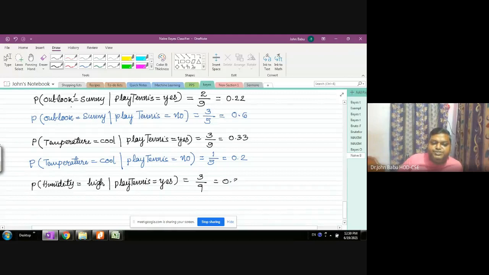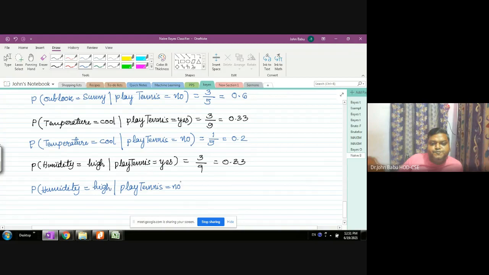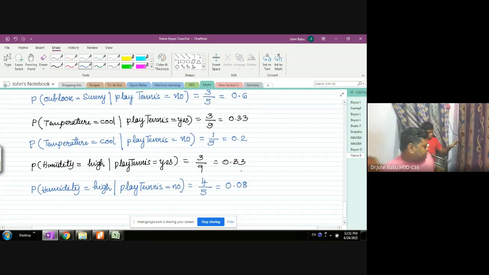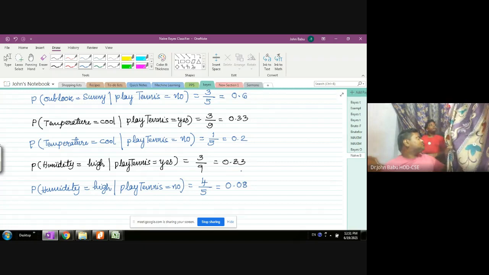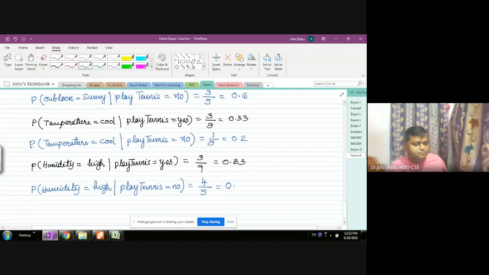Next, probability of humidity equal to high, given that play tennis is no. Four examples are there and total no examples are five, so the probability is 0.8.